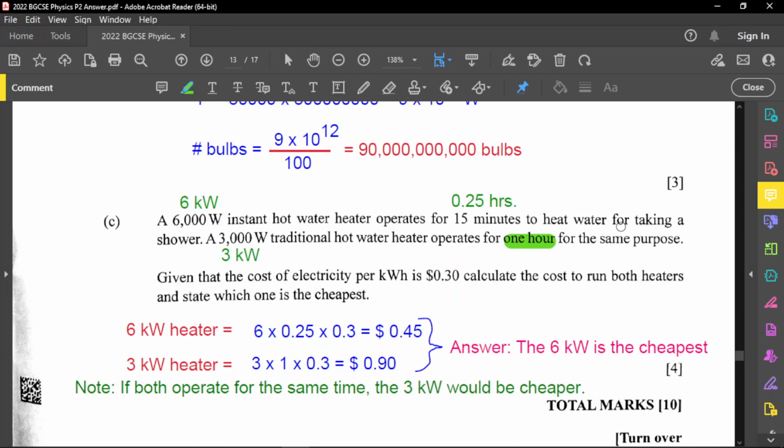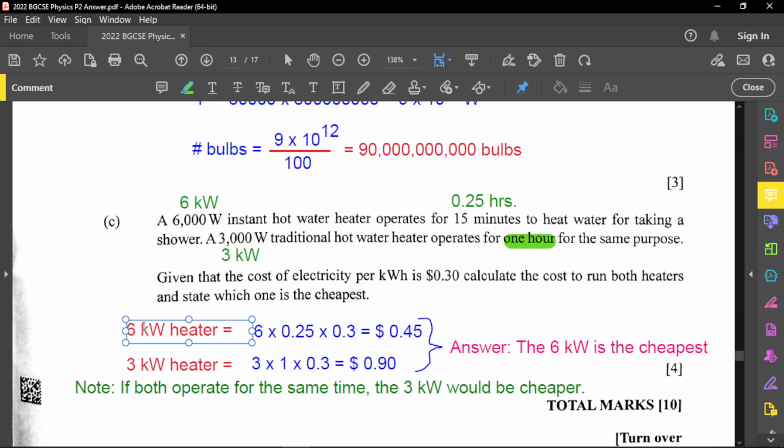Now for part C, a 6,000 watt instant hot water heater operates for 15 minutes to heat water for taking a shower. A 3,000 watt traditional hot water heater operates for 1 hour for the same purpose. And so what I did is to convert these into kilowatts. So the watts are converted to kilowatts, and the minutes are converted into hours, because we're going to need that for calculation. Given that the cost of electricity per kilowatt hour is $0.3, which is the same thing as 30 cents, calculate the cost to run both heaters and state which one is the cheapest.